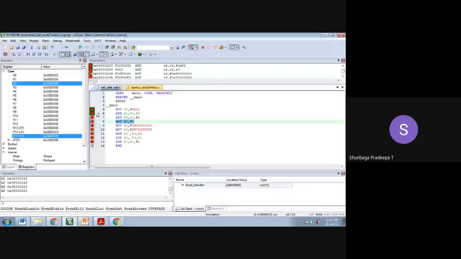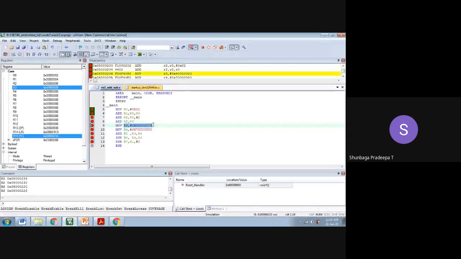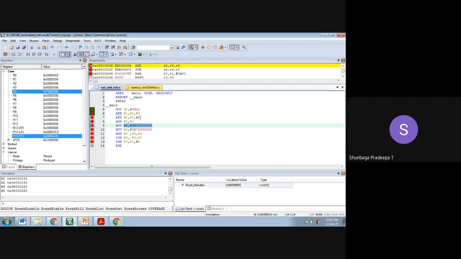The next one, we are moving into the R3 register a 32-bit constant, which is hex 4 and all zeros. Now R3 is loaded with hex 4 and all zeros. The next instruction is MOV R4, #hex 7 and all zeros, which means the R4 register is now loaded with the immediate hex value. You can change the values also and see. For understanding, we've taken the same example.